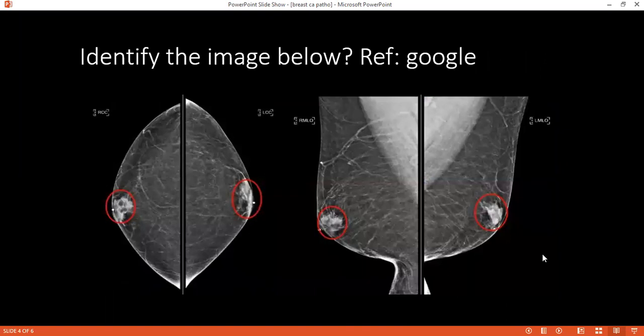Can you please explain this image on both the left-hand side and the right-hand side? What are you looking at? What are these red arrows? What do they tell you? These are showing masses that are localized around the nipple areolar complex, and it looks like a microcalcification.